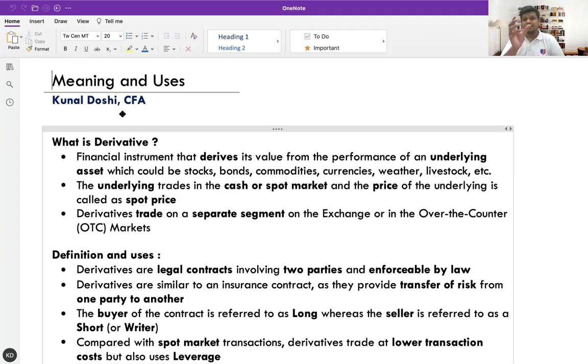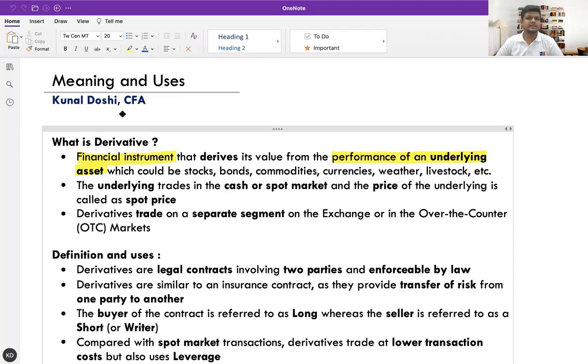Now, the name derivative itself has a meaning. Derivative means a value which is derived from something, right? So technically speaking, it's a financial instrument. Of course, we are dealing with financial instruments. Am I correct? That derives its value from something, and that something is the performance of the underlying asset.